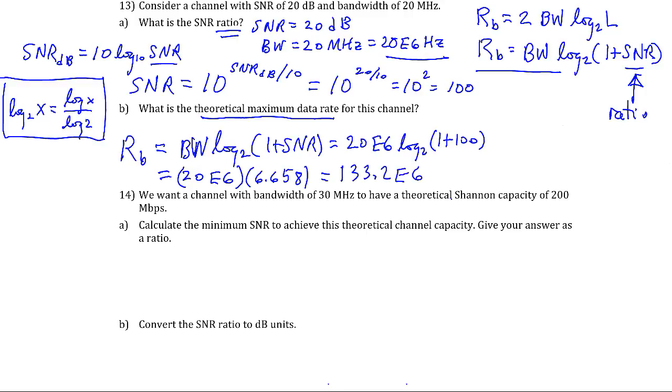And this is a bit rate, and so this is going to be megabits per second. So this is 133 megabits per second. Okay? So this is how you solve this problem, and I hope this helps. Thanks for listening.